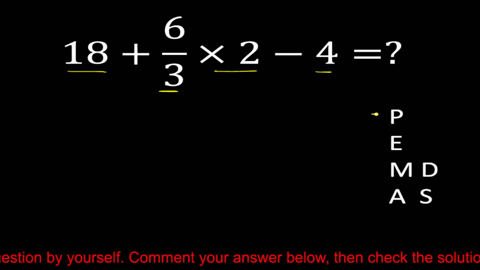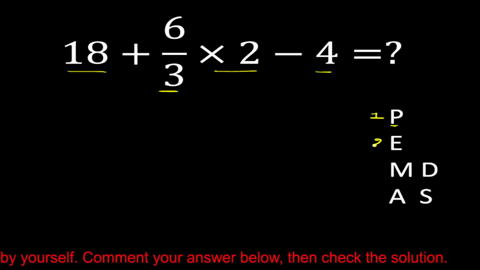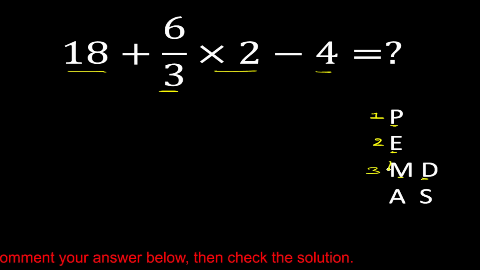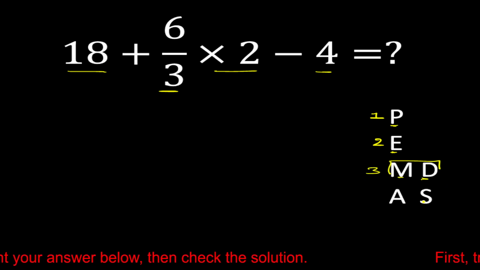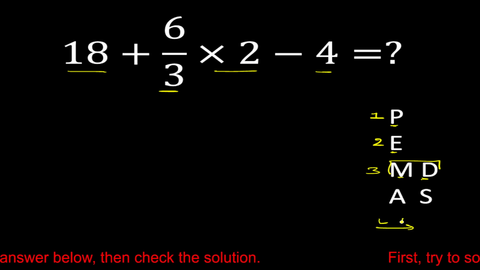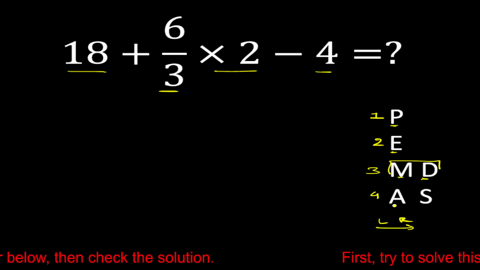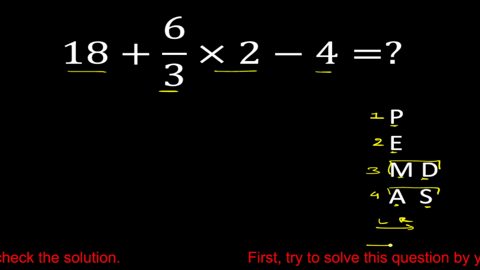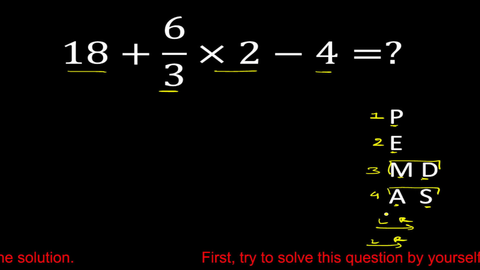So according to PEMDAS, first priority is parentheses, then second priority is exponents, third priority is multiplication and division. Here multiplication and division both have equal priority, so we have to solve it from left to right. And fourth and last priority is addition and subtraction. Also addition and subtraction both have equal priority, so we have to solve it from left to right.